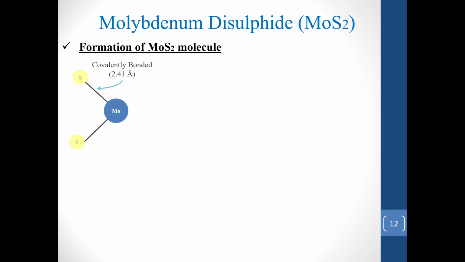Now move on towards the formation of MoS2 molecules. You can see these are the two sulfur atoms which are connected with the Mo atom by covalent bonds. 2.41 angstrom is the bond length, and then the formation of the monolayer.